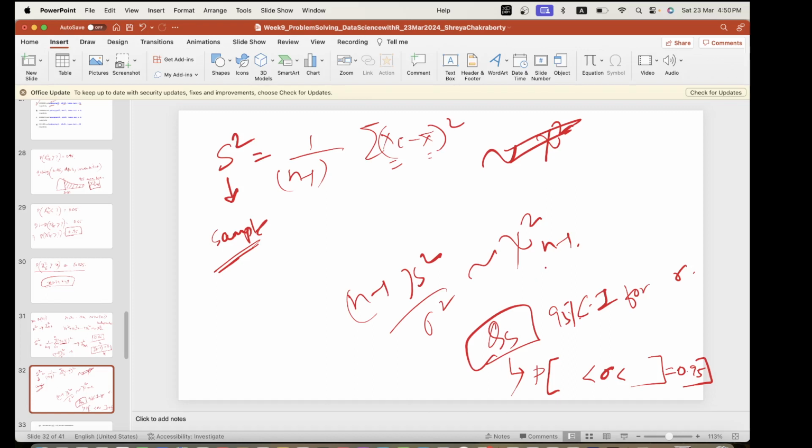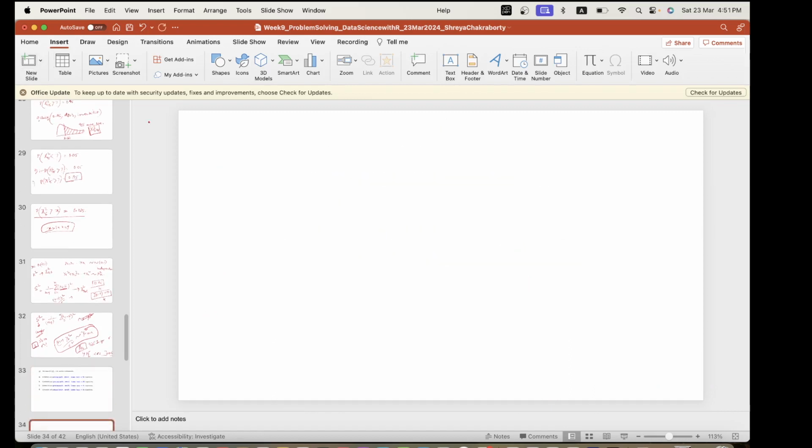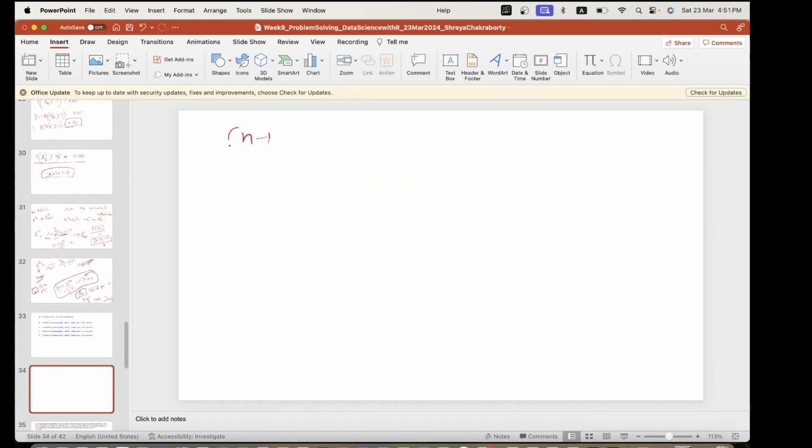In such cases, this distribution is very, very significant, because if we know that n minus 1 s square by sigma square follows chi-square n minus 1. Let's say I have 11 data points, and s square is something around 10. Sigma square I don't know. So n minus 1 s square by sigma square follows a chi-square 10.